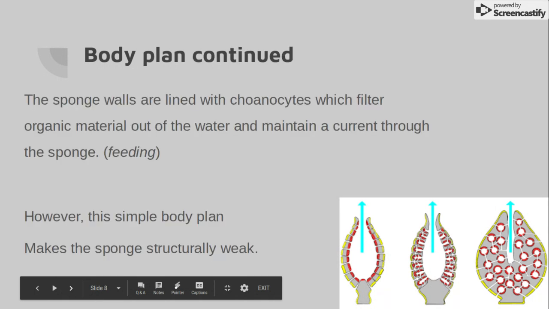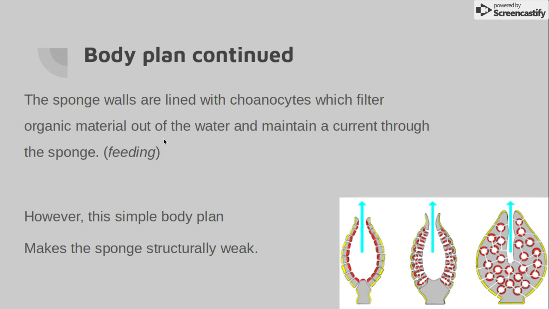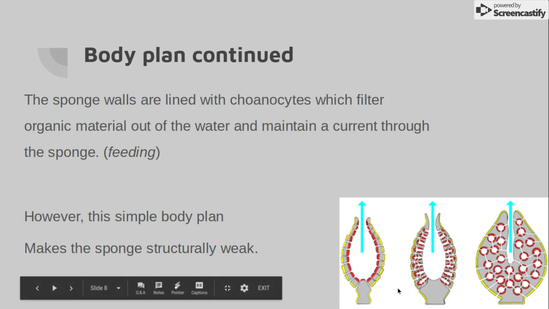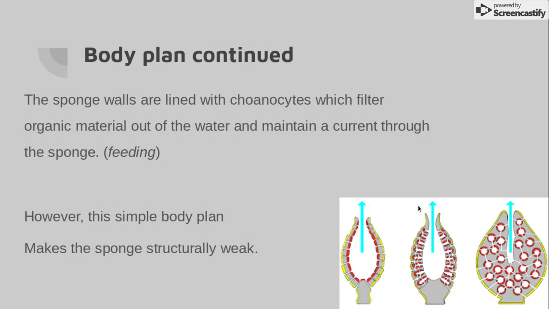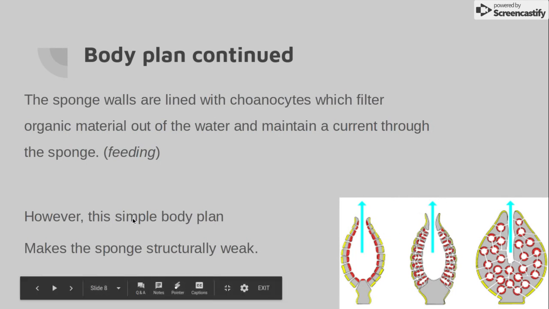Body plan, continued. This is still the first one because Mr. Johnson only let me have 30 words a slide. The sponge walls are lined with cells which filter organic material out of the water and maintain a current through the sponge. So basically, water's on the outside, gets sucked in through pores, and then the sponge gets its food off of the water inside, and then the water goes up and out and into the ocean.